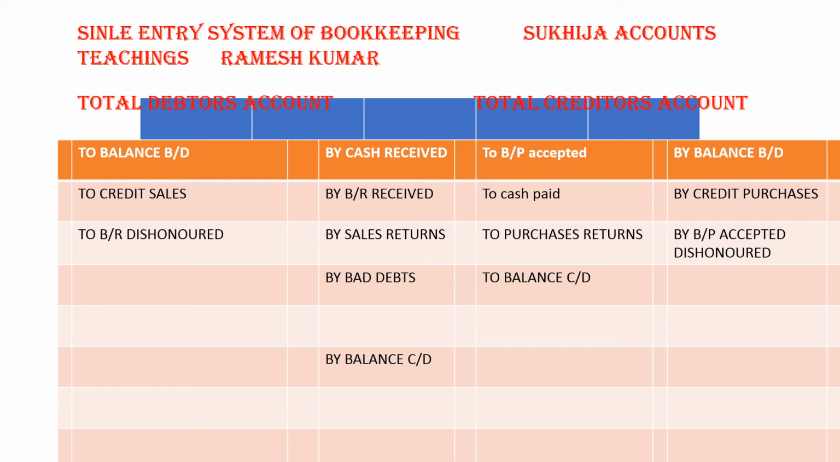Opening balance of creditors we need for preparing opening statement of affairs, because we need all opening assets and opening liabilities. We also need total purchases for our trading account, that is cash purchases plus credit purchases. Then closing balance of creditors we need for preparing closing balance sheet, to balance CD that is there.